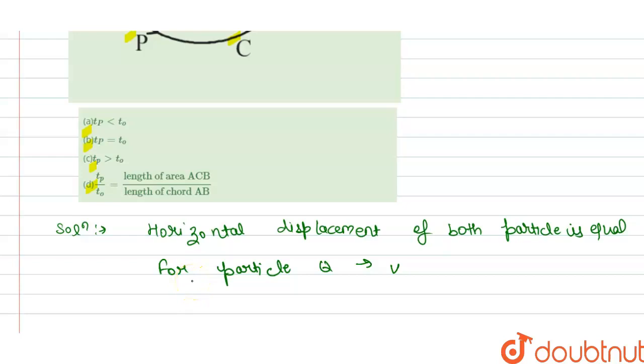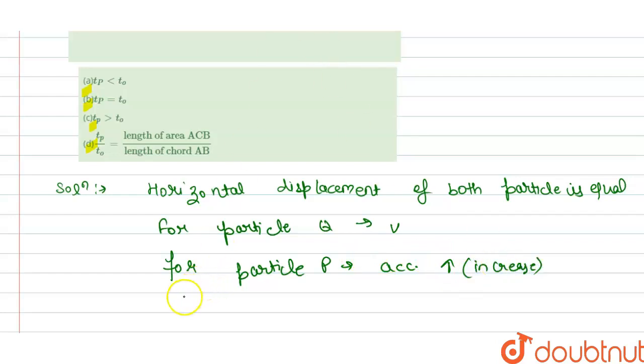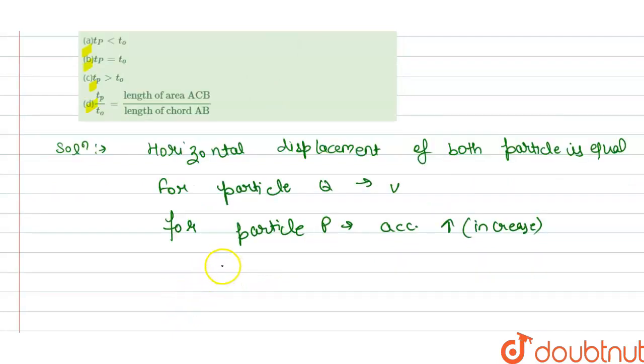So for particle P, we have an increase in acceleration. From this we can say that the time period of P is less than the time period required by Q. So this is our relation between them. Now we check which option is correct here. So our option A is correct.